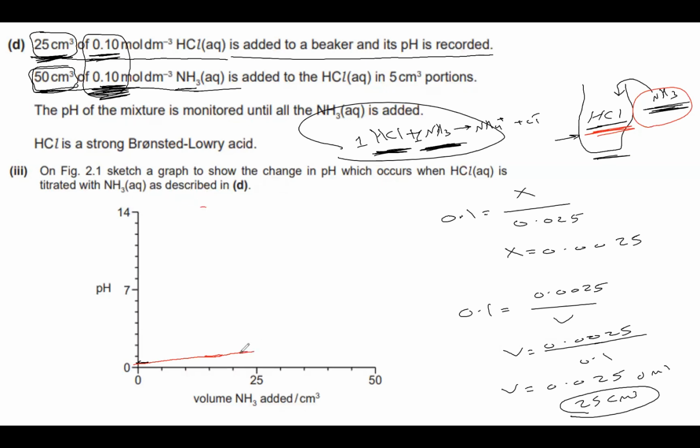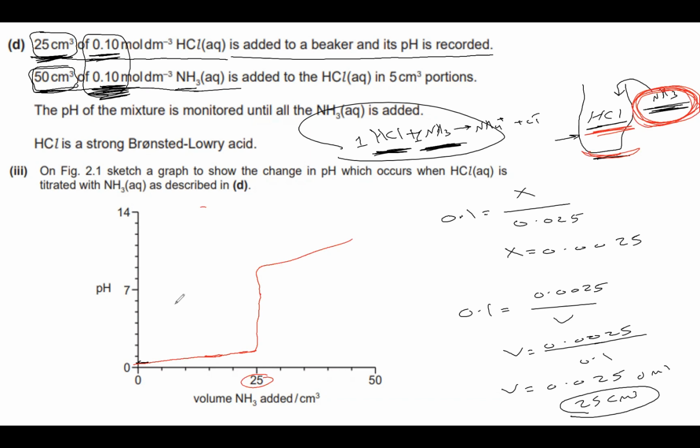When we reach 25 centimeter cubic, at this point all the HCl inside the beaker reacts completely with NH3. So the solution, guys, is no longer acidic. It jumps immediately and becomes a basic solution. Okay, it's going to be a basic solution.